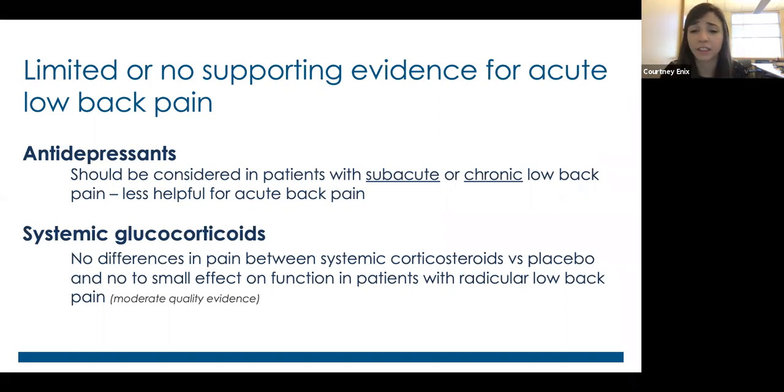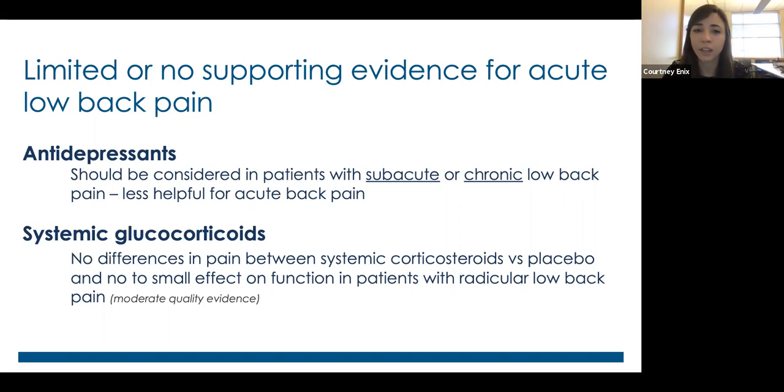I'll even tell you that the UpToDate article that talks about steroids in use for radicular low back pain has some differences of opinion within the writers of the article. I don't remember the exact language. I should have looked at it prior to this, but something like 2 of us who wrote this don't use steroids based on the moderate quality evidence that exists, and 1 of us still will consider a short course. So that's to say there's really not evidence to support it, but you might see some differences in practice patterns.